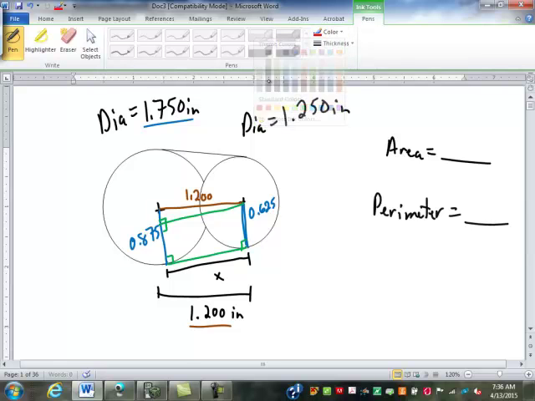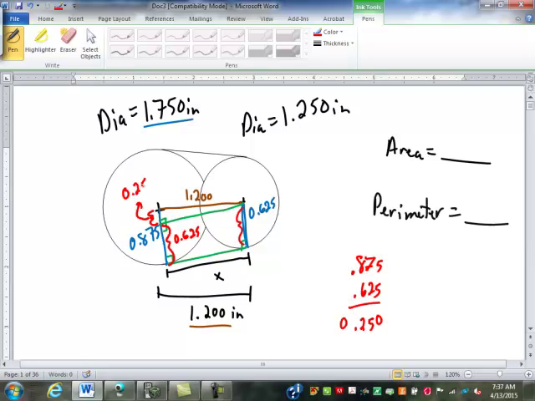The nice thing about rectangles is we know that if we know the dimension of one side, we know the dimension of its opposite side. Since I know that this here is 0.625, I know that this here is 0.625, which means this small piece here has to be 0.875 minus 0.625, otherwise known as 0.250. What are we going to do from that?